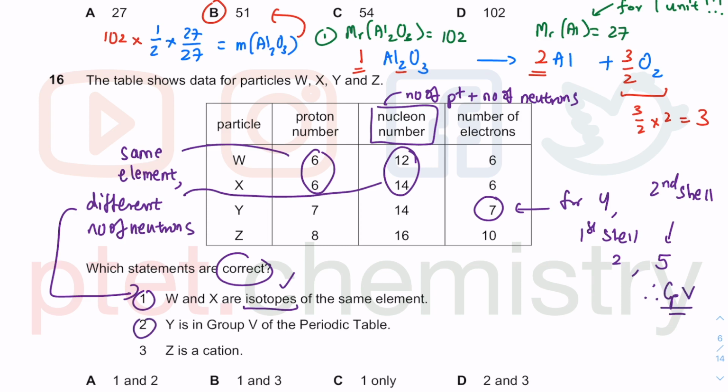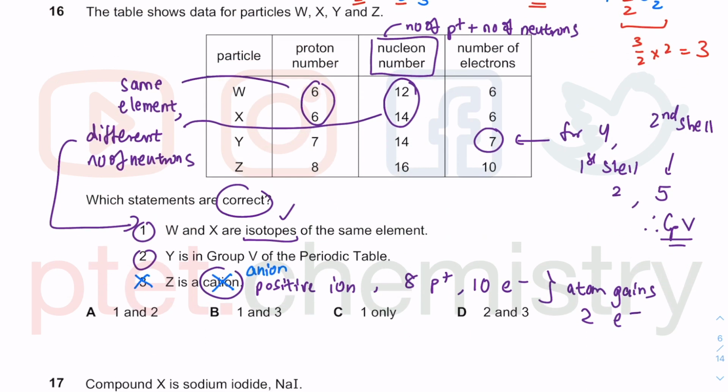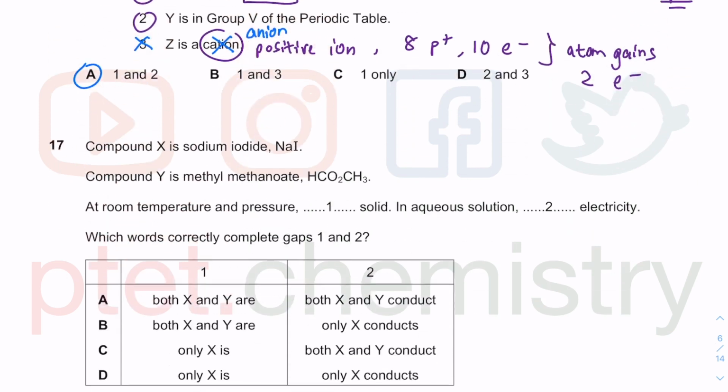That is correct. And then Z is a cation. Cation basically means positive ions. Whether you are a positive ion or not, count the number of protons. So you have 8 protons, but you have 10 electrons. So the atom gains 2 electrons, e minus, the charge of electrons. It is not a cation. It is an ion instead, because it is a 2 minus charge. So only 1 and 2 are correct there.